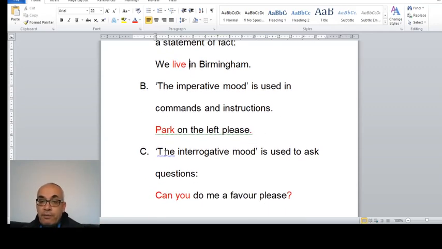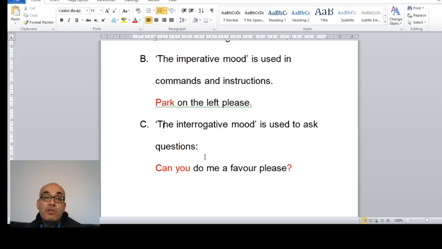The interrogative, this is a typing mistake, sorry. The interrogative mood is used to ask questions. Can you do me a favor, please? So I use can you, and I put a question mark at the end. So this is a question, and we call it interrogative mood, which is like making a question.